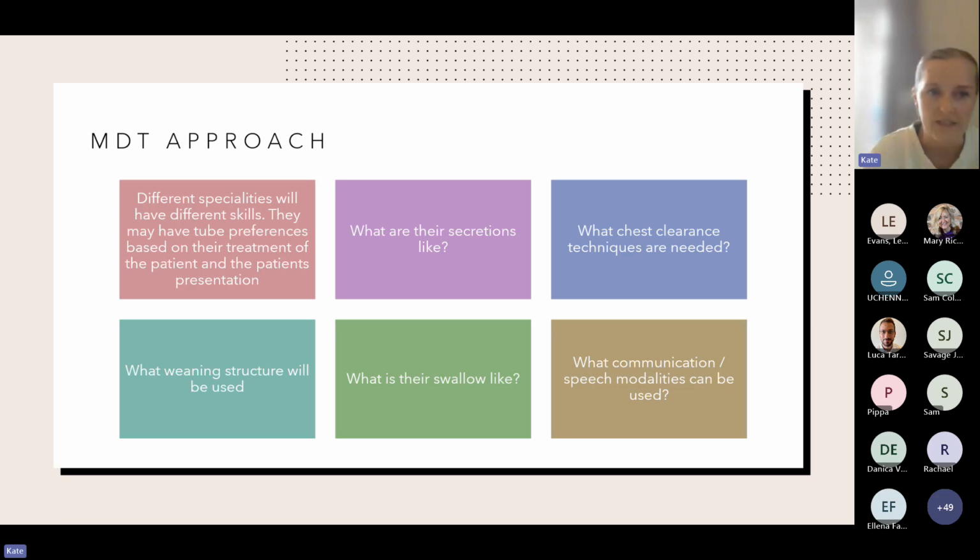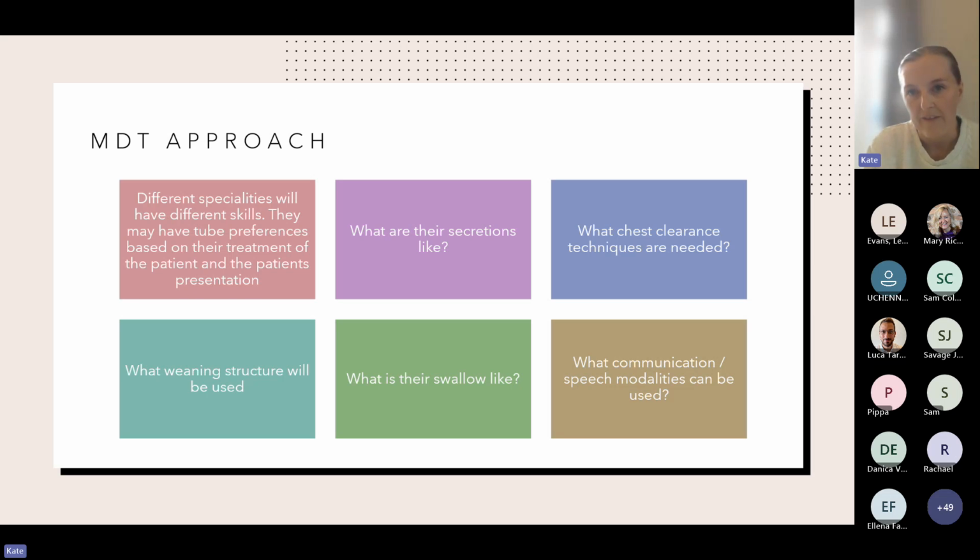You also need to ask yourself about what weaning structure is going to be used. I'm very, very pro of getting that cuff down as early as possible on the critical care unit, and I can't emphasize that enough. So in order to get that cuff down, you need a really good choice of tube, and so you just need to consider what weaning strategies you're going to use.